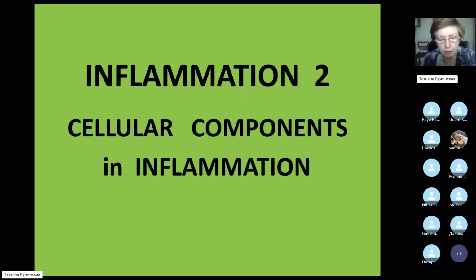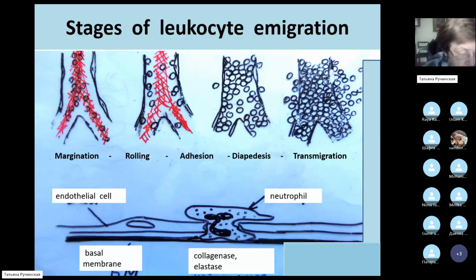Now it's time to begin the lecture. You know that this lecture is devoted to cellular components of inflammation. This is phagocytosis and all events which occur during phagocytosis. You investigated this in the previous course. And now I will try to tell you some more new information.